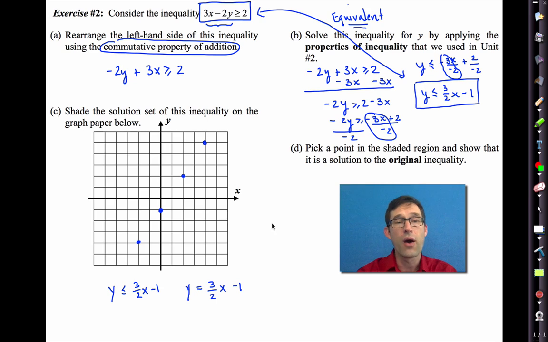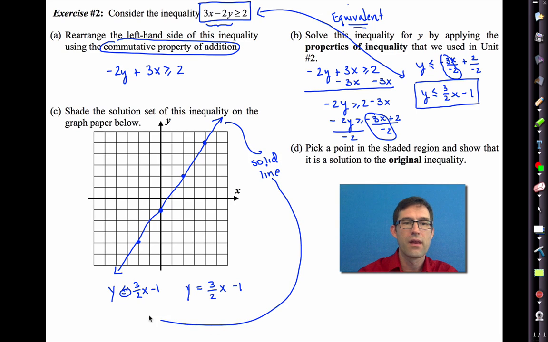Now we're going to connect these points with a solid line. I know that doesn't look much like a line, but hopefully you've got a better flat edge than I do. The reason that we're going to draw that with a solid line and not dashed is because this time the equality is included. In the last exercise, we had just a greater than. Here we have a less than or equal to.